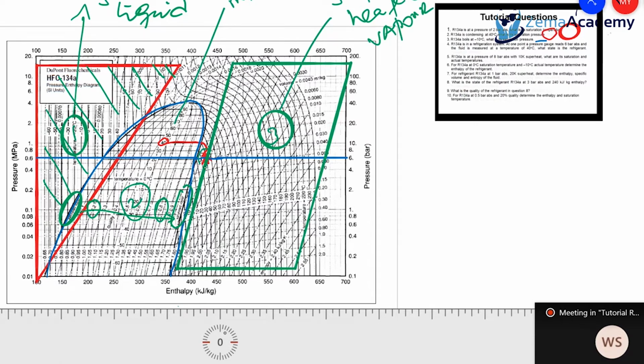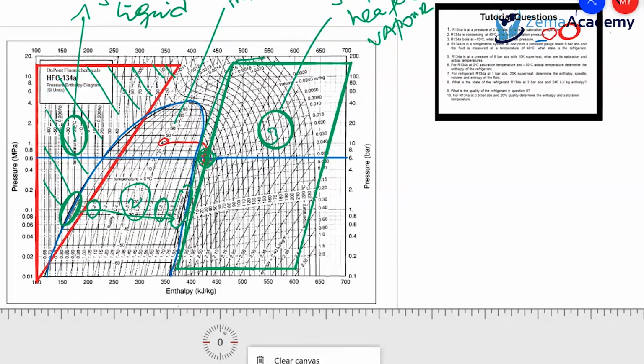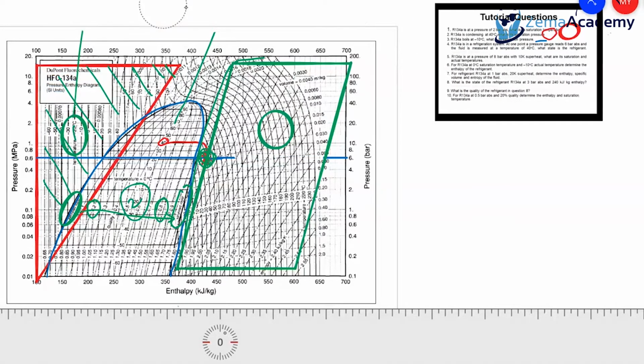As you can see, we are here, which is in the third region. Therefore, the answer is a superheated vapor. So we are in the superheated vapor region, so the state is a superheated vapor. It's slightly different from what we've just covered.